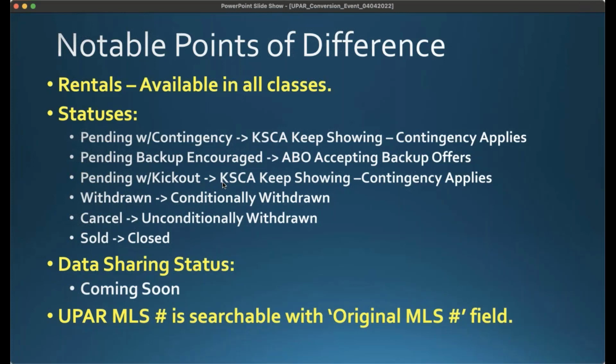The other notable points are the statuses. It looks like we pretty much have a one-to-one for your statuses. It's just a difference in name. Now you're pending with contingency, pending backup encouraged, and pending with kickout. Those are actually active statuses, which means they still accrue days on market. Those equivalents would be our standard KSCA, which is keep showing contingency applies, and then there's a supplemental contingency field defining what the contingency is. For pending backup encouraged, we're using the ABO, which is a RESO standard of accepting backup offers. And the pending kickout is a contingent status again. You can note that in the supplemental contingency field.